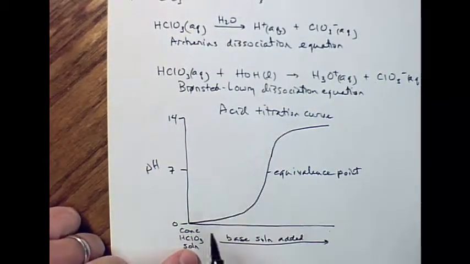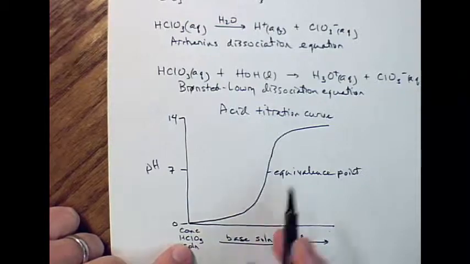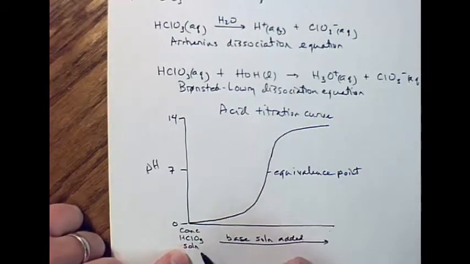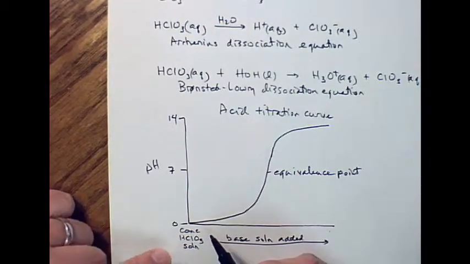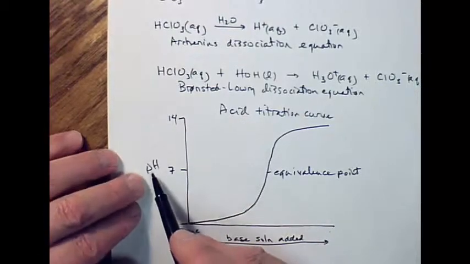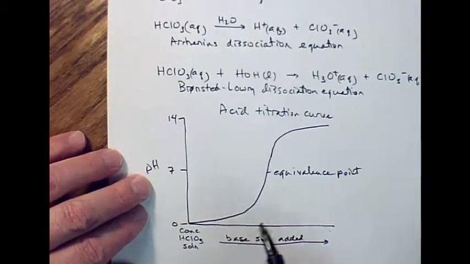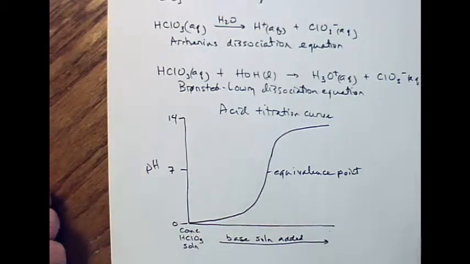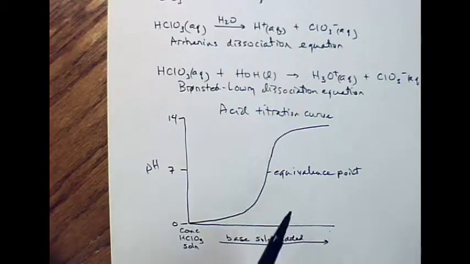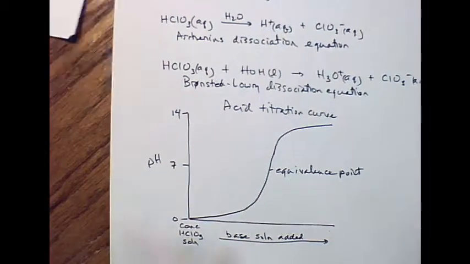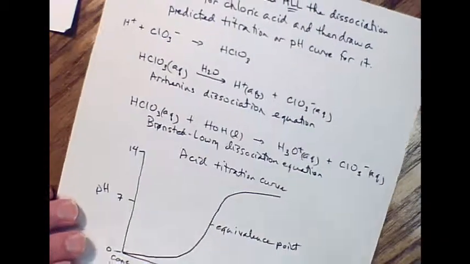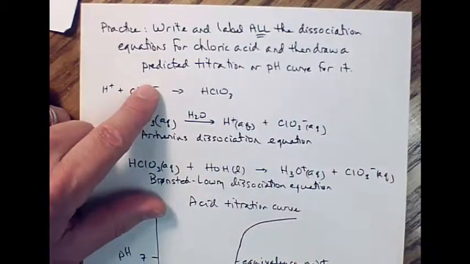Now, you could say an acid titration curve for chloric acid. That could be the title. But we've got chloric acid down here, so that would work for this one. You have pH, 0, 7, 14. That's the range we're talking about. Adding base solution down here, and where the equivalence point might be located. All right. So that's our equation then. So that's the answer to this practice problem.